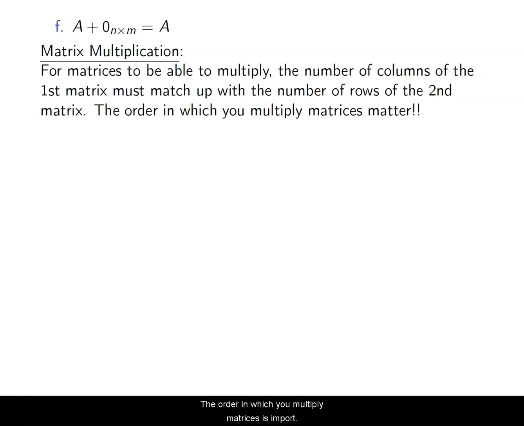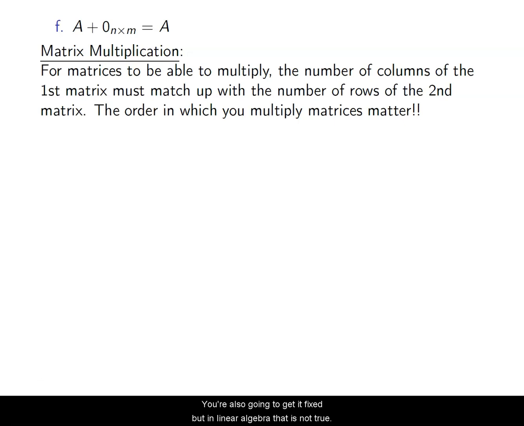The order in which you multiply matrices is important, okay? We'll talk about this quite a bit. There is what we call left-hand multiplication and right-hand multiplication. They are not the same, okay? So for instance, if I take two numbers, 2 times 3, I'm going to get 6. But if I swap the order, 3 times 2, you're also going to get 6.